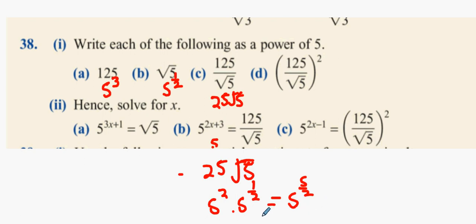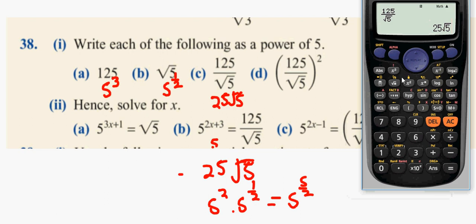Let's look what happens when I do this. Why don't I just wrap this in a bracket? I'm going to wrap this in a bracket. I'm going to square it. And what happens?